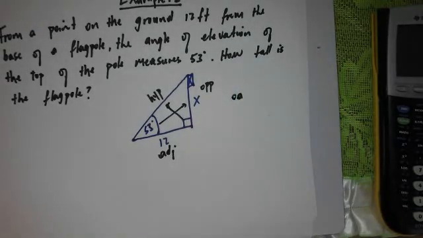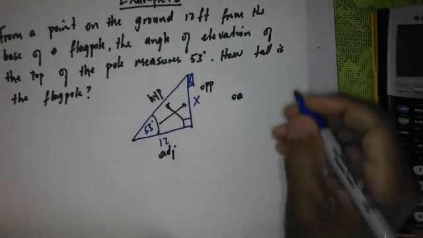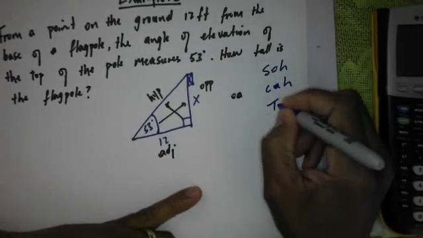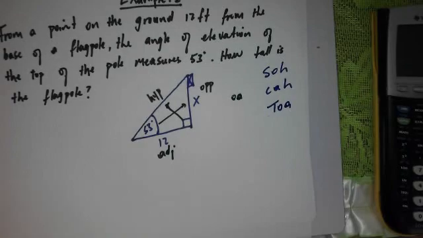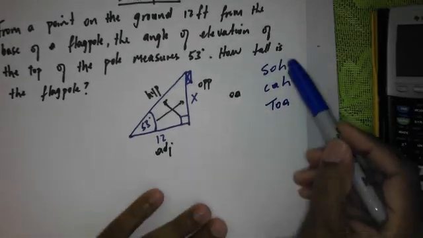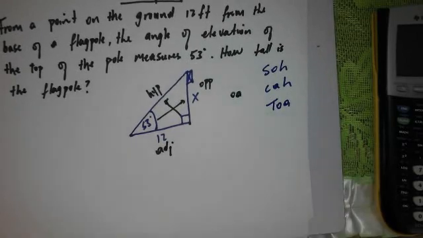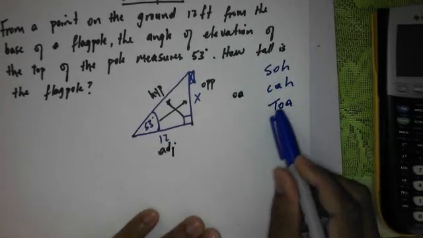Then I go back to my SOHCAHTOA. Of these three, which one ends with O and A? I see that that is tan.